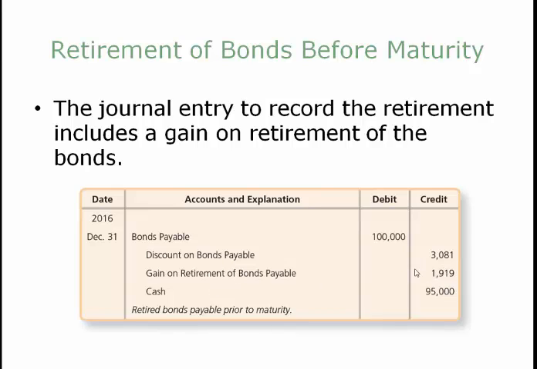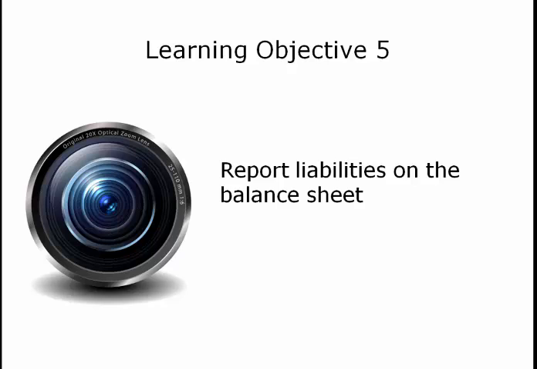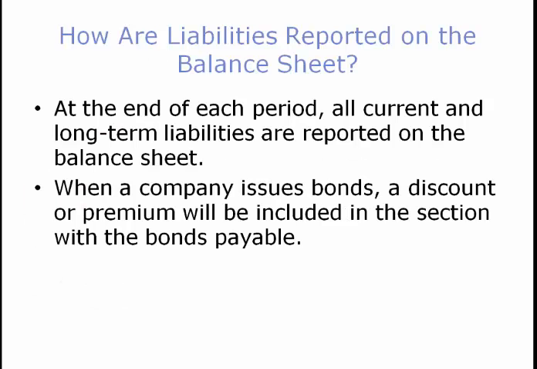We've made money. Just as easily, it could be a debit, which would mean that we lost money on retiring the bonds. In this case, the company basically had $100,000 of bonds on their books, but the carrying value was $100,000 less the 3,081, so it was $96,919, and they retired them for $95,000, so they made money. And how we look at liabilities on the balance sheet, we're going to separate current and long-term liabilities, and we're going to put the premium or discount in the bonds payable section.